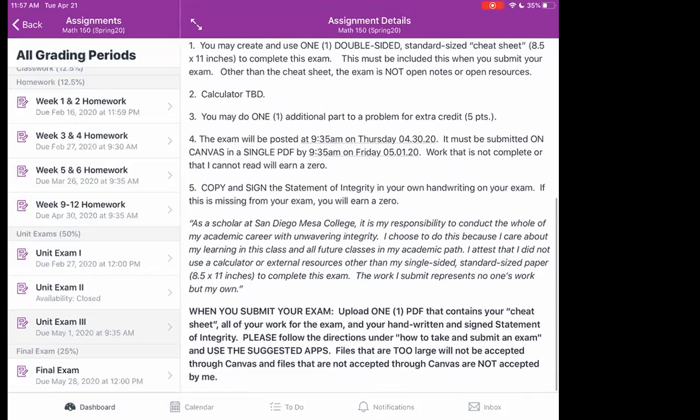Lastly, there is the statement of integrity. Again, I'm going to ask you to copy that down and sign that on your exam. If it's missing from your exam, you will earn a 0. And make sure that you read through the directions under how to take in and submit an exam, because that will walk you through how to do that. If you're not sure how to do that, make an appointment with me. I'm happy to walk you through it on Zoom. But if you don't, I'm just assuming that you know how to do it, okay?